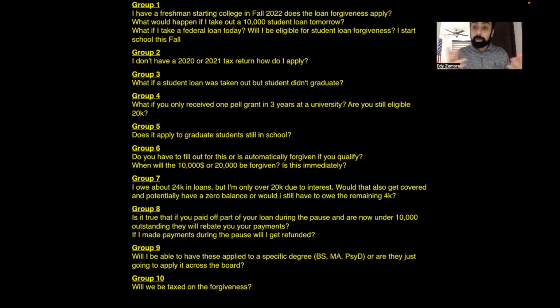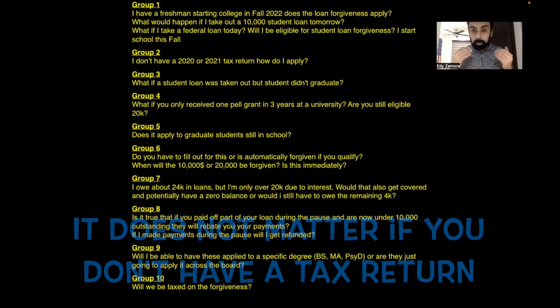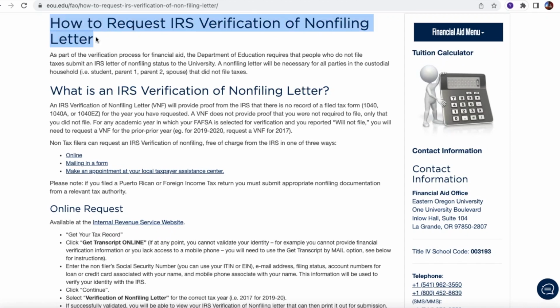Now let's go to group number 2 of the questions I typically get from you guys. What if I don't have a tax return? What if I haven't worked? What do I do when they ask us for the tax documentation? This is very simple. Believe it or not, on the IRS website, irs.gov, you can ask for a non-filer statement, basically showing that you didn't have to file taxes for 2021. That indicates that since you didn't file taxes, you're under the threshold of $125,000 for an individual or $250,000 for a couple as far as the requirement for getting the student loan forgiveness.